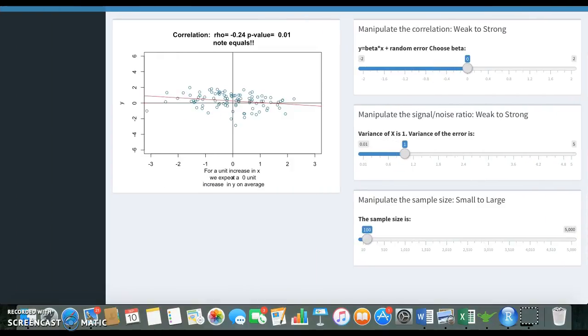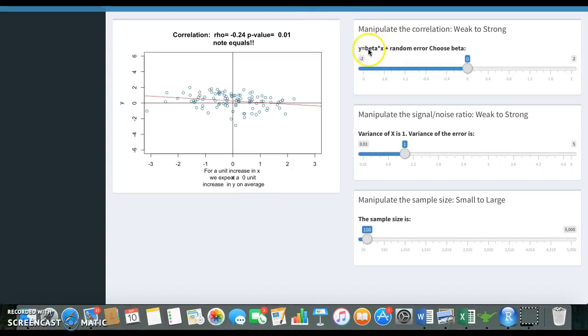Hi everyone, I've made us a little app so that we can have a look at how correlation and regression are related to each other. And this video is just to go over that. This is a little bit more complicated than what is online for you, but it's just to show some of the things that we can do here.